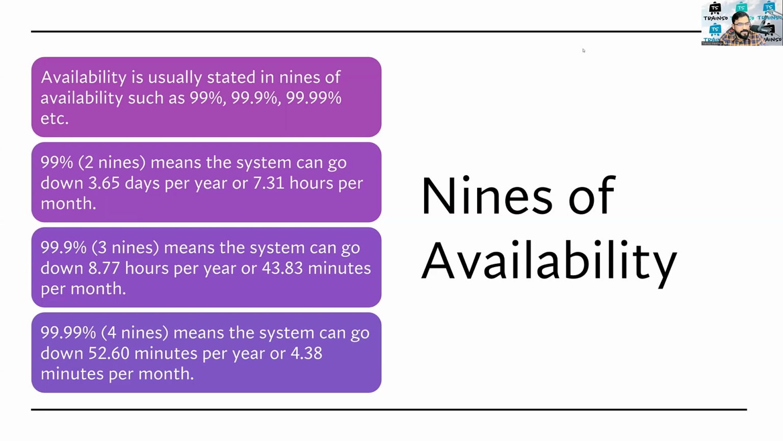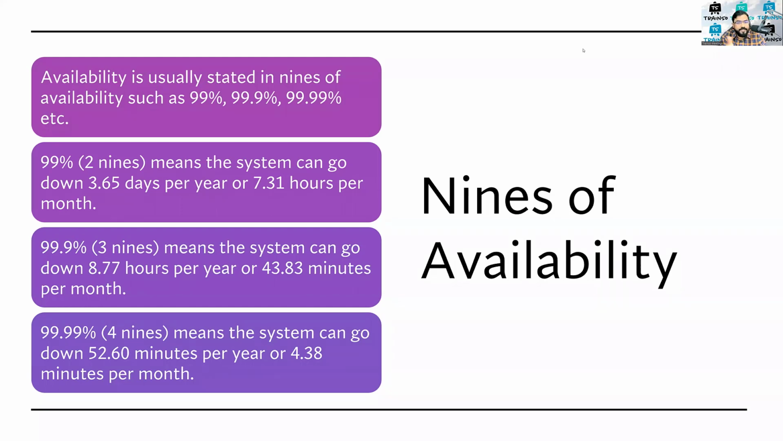When you say 99%, it is also called 2 nines of availability. When you say 99.9%, it is called 3 nines of availability. When you say 99.99%, it is called 4 nines of availability. What if it is 99.95%? It is 3.5 nines of availability. And some systems may have 6 nines, 7 nines, or even 11 nines of availability.